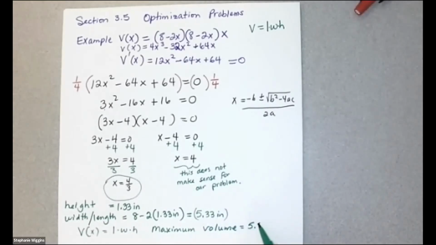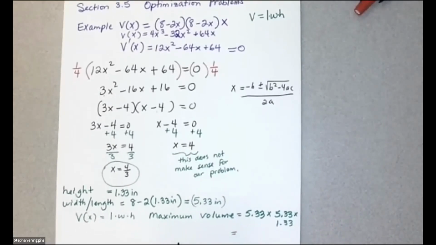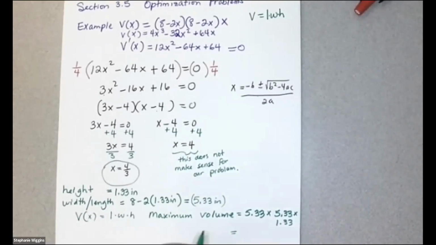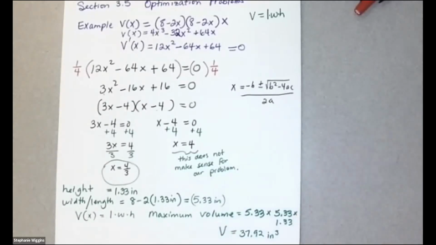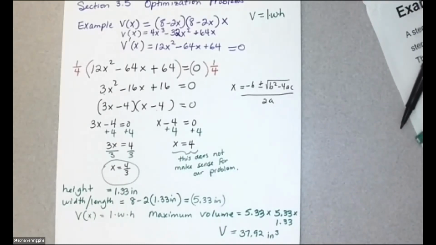is 5.33 times 5.33 times 1.33, which is going to be 37.92, I think is what I got, cubic inches. That's your volume. Okay. So we found the dimensions and the volume by all coming from this critical point here, which will yield a maximum volume. Any questions on that one?